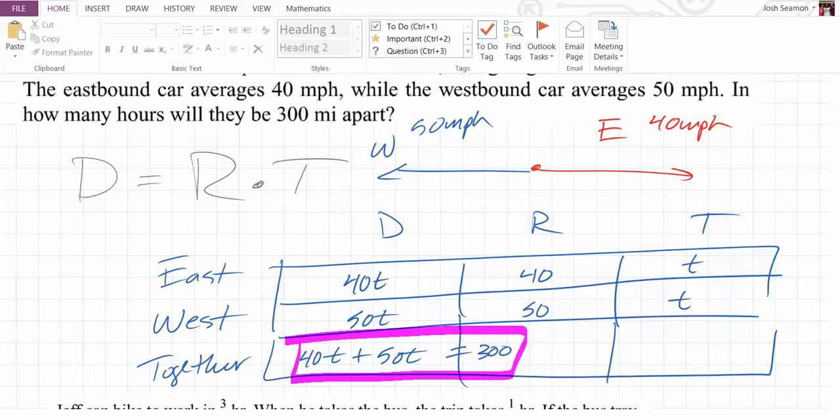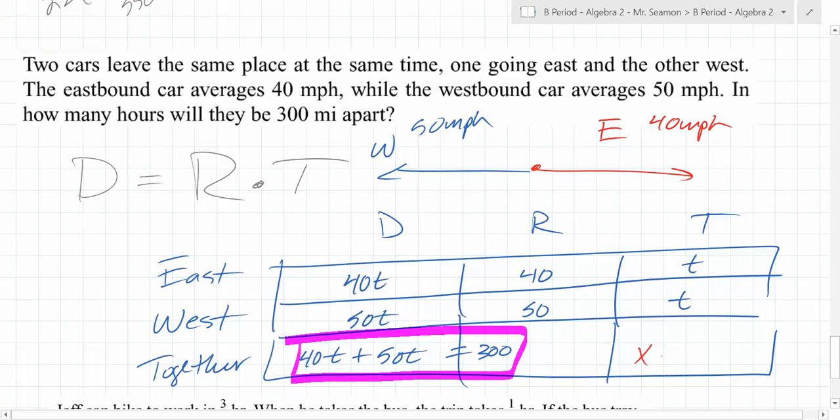If you solve that, what do you end up with? Stop using decimals. I hate decimals. Don't use decimals, please, because you round, and then it's wrong. So, 10 thirds.